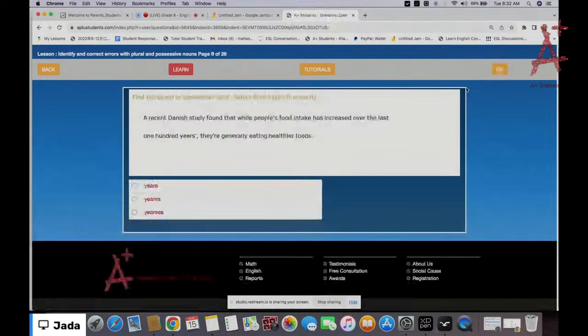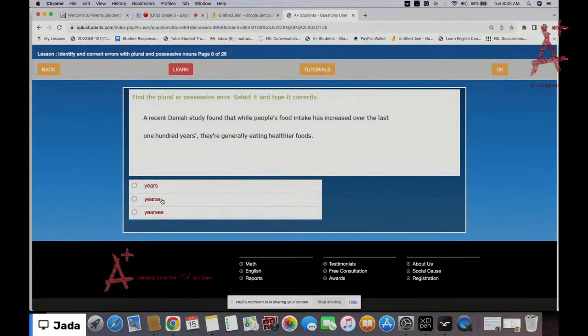A recent Danish study found that white people's food intake has increased over the last 100 years. They are generally eating healthier foods. Okay? Eating more food that are healthy. So years is plural. It shouldn't have the apostrophe outside to make it possessive. It doesn't make sense, so it's just going to be years.